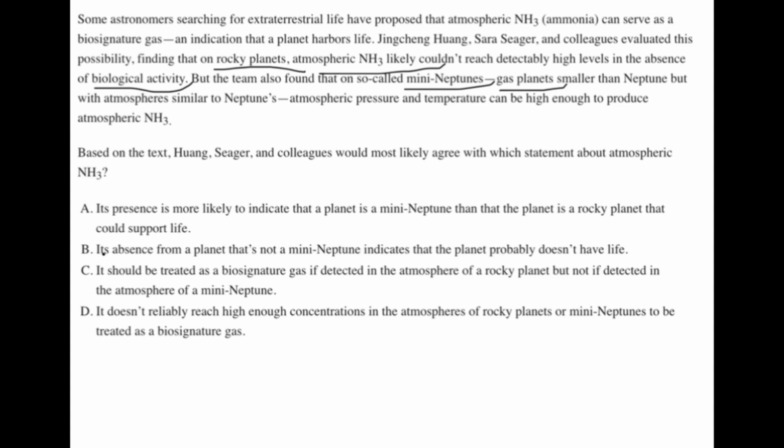C. Should be treated as a biosignature gas if detected in the atmosphere of a rocky planet, but not if detected in the atmosphere of a mini Neptune. This is just what I said and makes sense. D. It doesn't reliably reach high enough concentrations in the atmospheres of rocky planets or mini Neptunes to be treated as a biosignature gas. It does reach high enough concentrations to be treated that way on rocky planets. This directly contradicts the passage, so C is our answer.